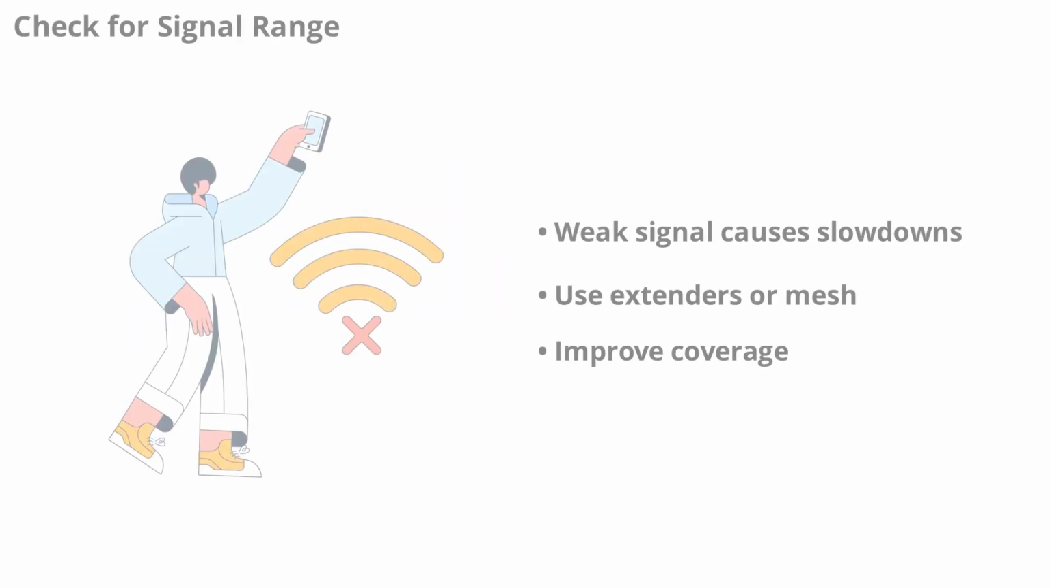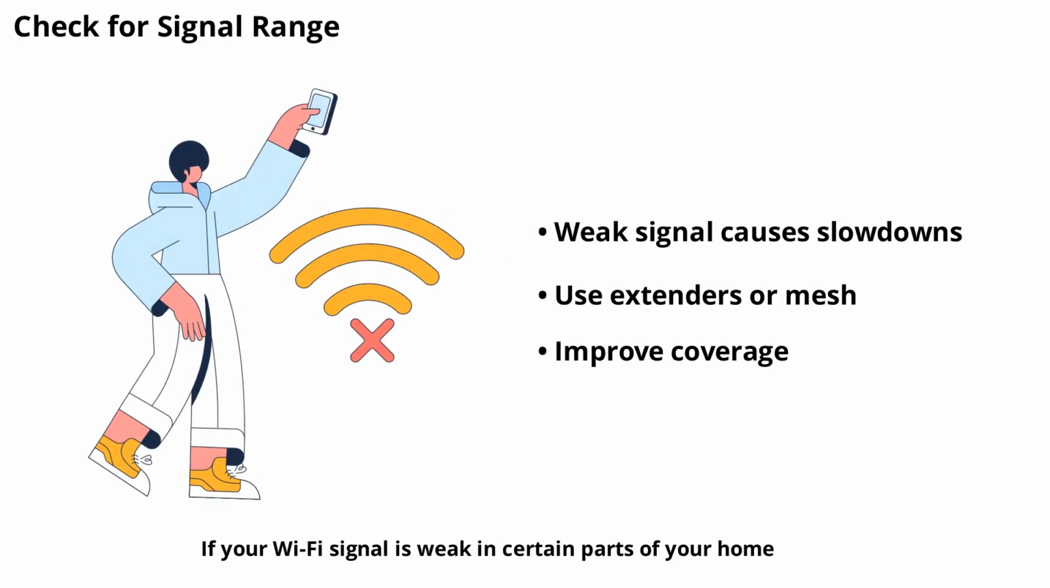If your Wi-Fi signal is weak in certain parts of your home, you might experience slow speeds or dropped connections. Consider using Wi-Fi extenders or mesh systems to boost your signal and ensure consistent coverage throughout your space.